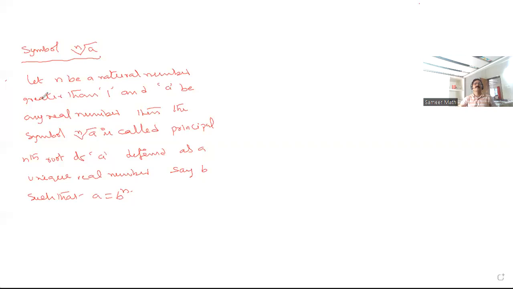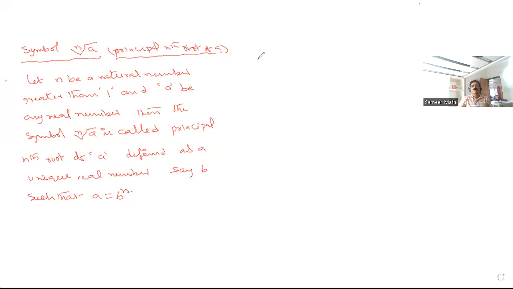See this one symbol. This is called nth root of. Here you see, principal nth root of A. In other words, how are we going to define it? You see here: let n be a natural number.